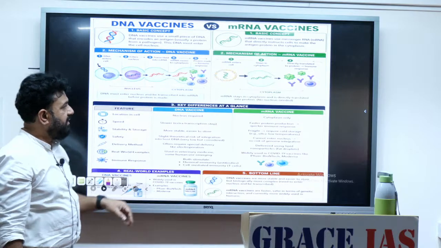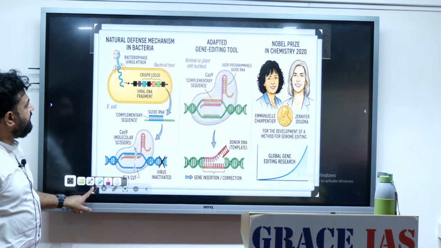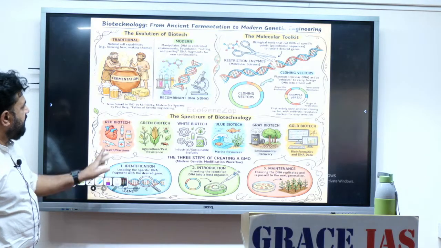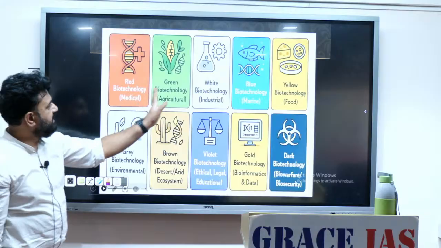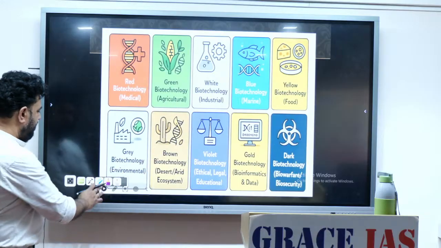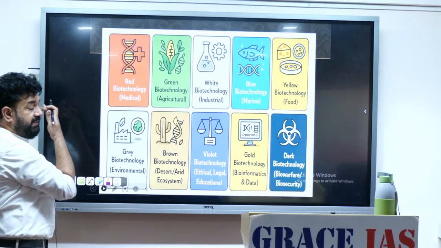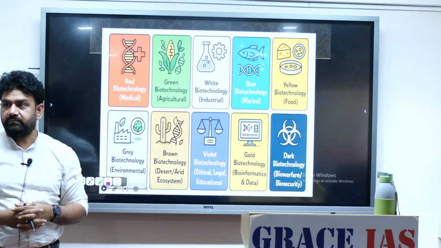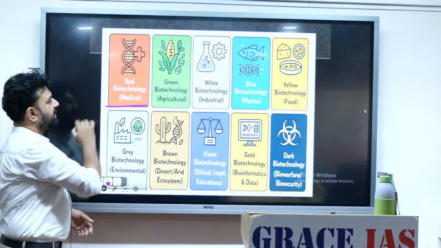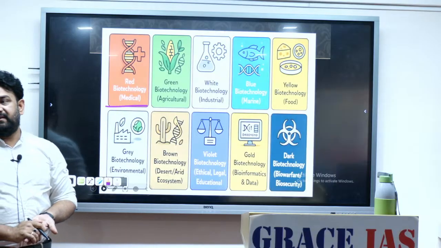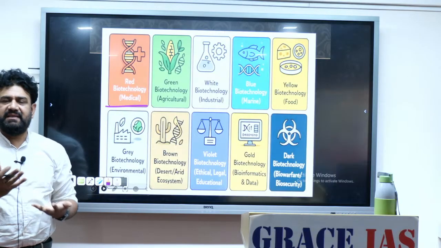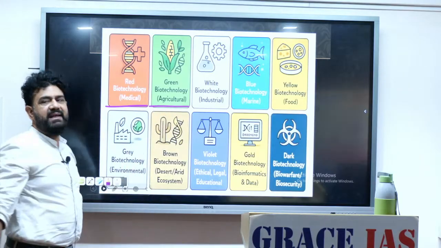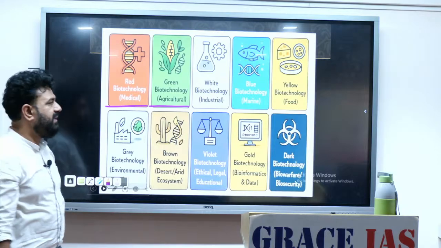Just for your understanding purposes we have prepared this. Now this picture speaks a lot here. You can have a look at all these things here. So in all those areas for the preliminary examination, such questions would appear. Match the following. What is that? Red biotechnology, health. In a sense, medicines, vaccines and all. Green biotechnology, easy, anybody can answer this. What is that? Agricultural applications.